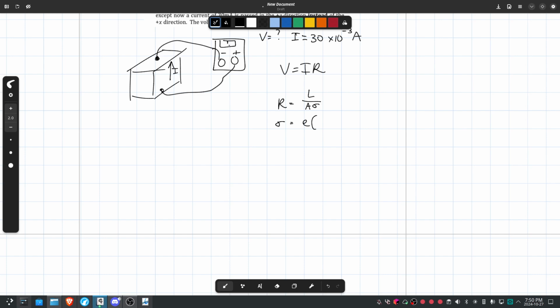Where is that formula? I'm a little lost. There you go. Sigma is N mu N plus P mu P. All right. First of all, we know that this is N type, and so we can assume that there's a lot more N than there is P.